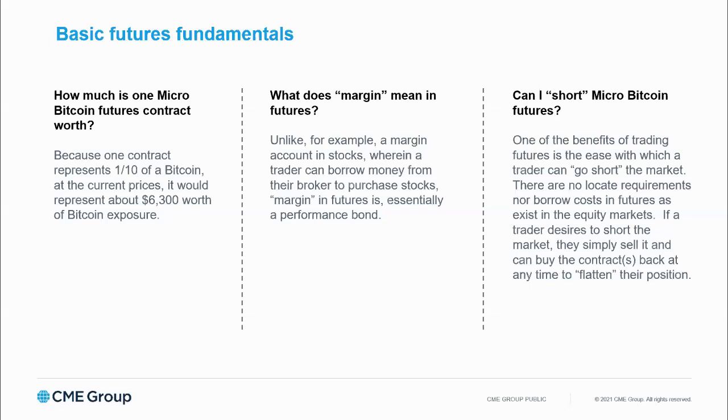And then all the way to the right, can I short micro Bitcoin futures? Absolutely. That, in my opinion, is one of the most valuable benefits that futures offers. You can go short just as easily as you can go long on a futures contract, and you can do that with micro Bitcoin futures. If you're looking at the cash crypto landscape and some of the exchanges out there, it's not as easy to go short on Bitcoin, right? You have to find an exchange that offers that, then you have to find a platform that you can do that on. With the micro Bitcoin futures, you can go short just as easily as you can go long. You just sell it instead of buy.